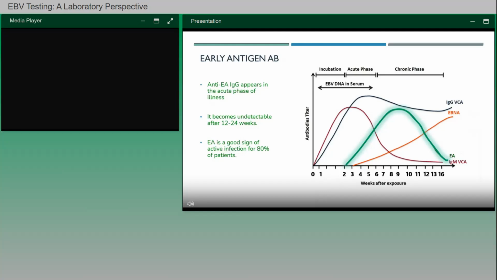Okay, and these EA antibodies will appear in the acute phase of illness. So when you're symptomatic, after week 2, and then it will fade and usually becomes undetectable after 12 to 24 weeks. So for most patients, it's a good sign that they're in active infection. If you can measure EA antibodies, it's probably active infection. However, about 20% of healthy people will have that EA persist for years later. So not everyone, but for most people, it's a good predictor of active infection.